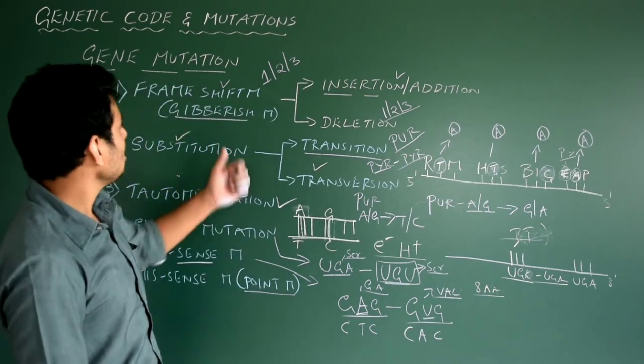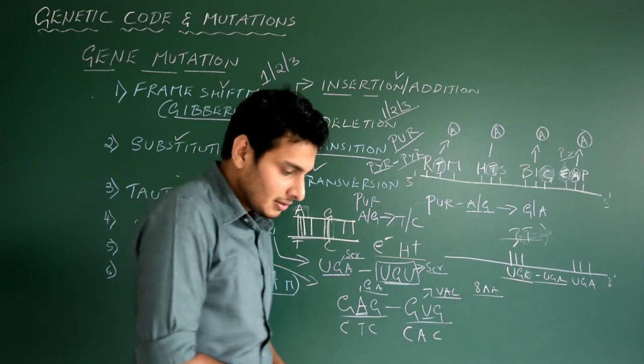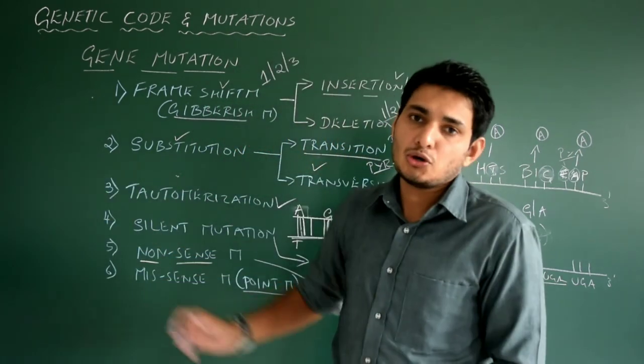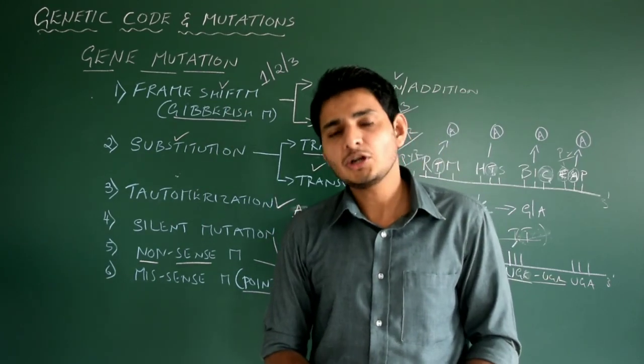Got it? So that's all about this gene mutation concept. Hope you understood this session. Please revise these mutation concepts very well. Okay, very important. Now I'm going to explain the chromosomal aberration or chromosomal mutation.